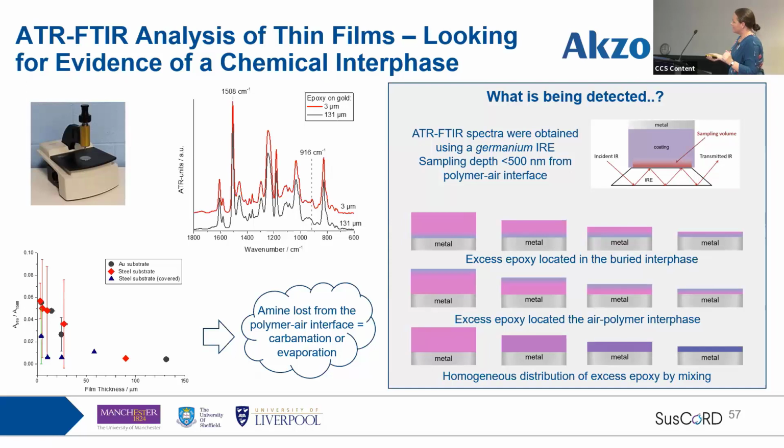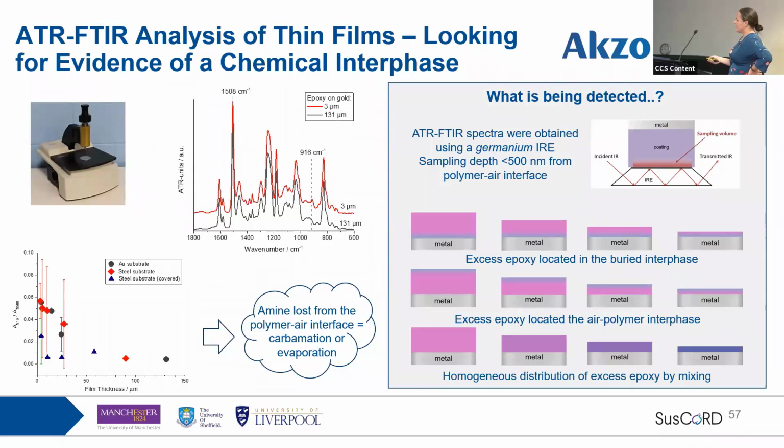In terms of looking at the buried interface, we can then start to think about what we're actually detecting here. This is the model that's assumed when people look at FTIR thin films, that we're detecting excess epoxy at the interface, and that forms a larger amount of the coating. But of course, when we're using ATR, we're actually probing the top of the film. So you screw your sample into close contact with the internal reflection element, and in this case, the sampling depth is less than 500 nanometers from the interface.